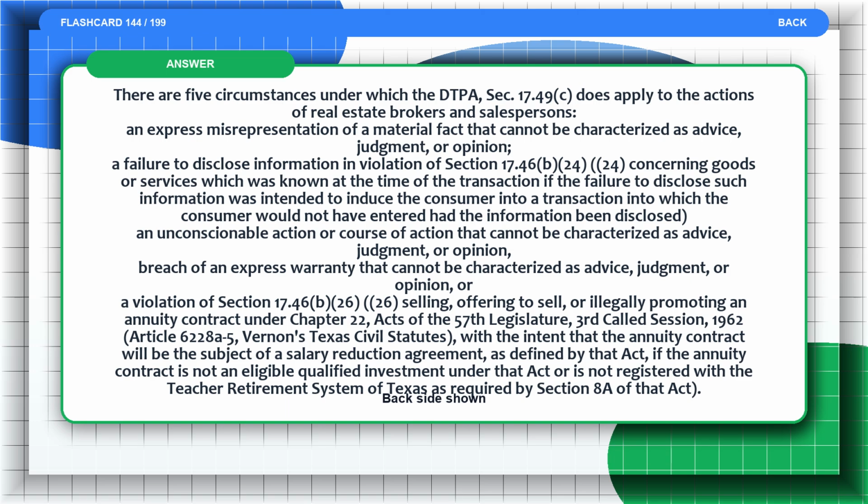under Chapter 22, Acts of the 57th Legislature, 3rd Called Session, 1962, Article 6228a-5, Vernon's Texas Civil Statutes, with the intent that the annuity contract will be the subject of a salary reduction agreement, as defined by that Act, if the annuity contract is not an eligible qualified investment under that Act or is not registered with the Teacher Retirement System of Texas, as required by Section 8A of that Act.